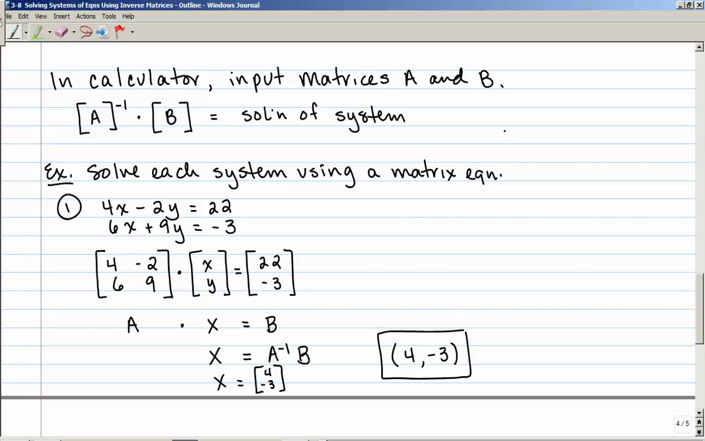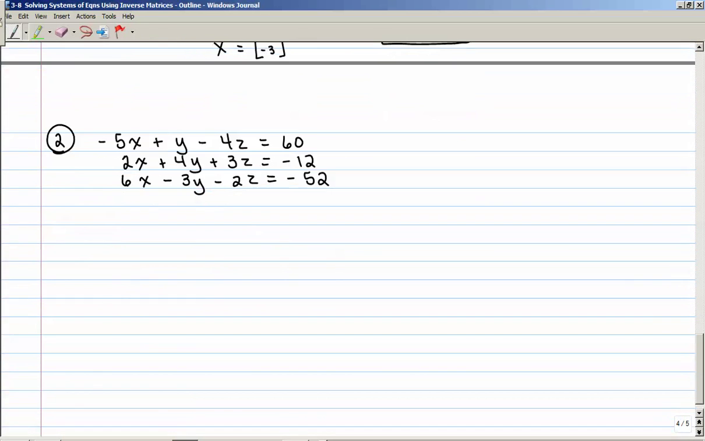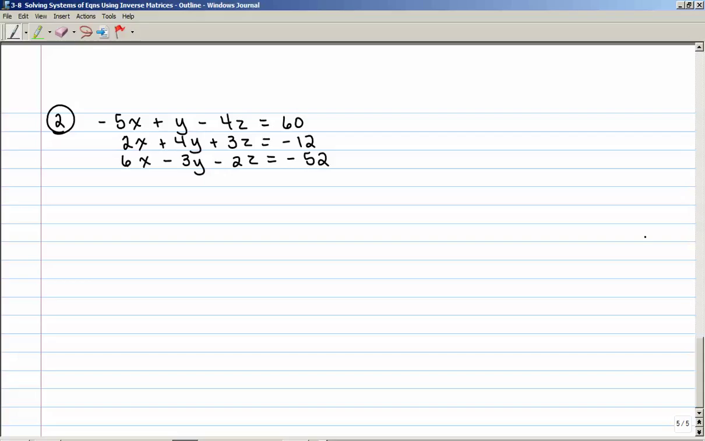And that might seem to be a little bit of work because we already know how to solve these by graphing, substitution, or elimination. But if you have a system of 3 equations with 3 variables, it's very difficult to do that by hand. Let's try it using an inverse matrix. So let's create our coefficient matrix. Just pull the coefficients off of the variables. I'd like you to actually show this step, write this out.